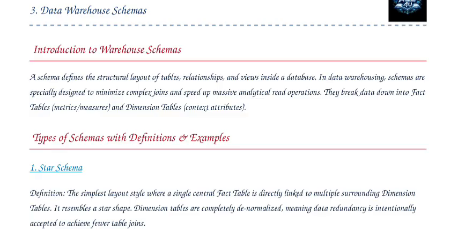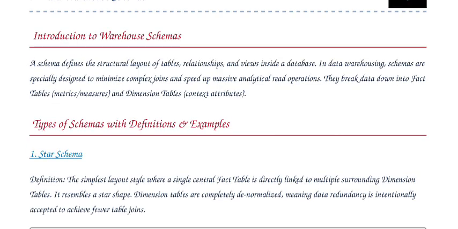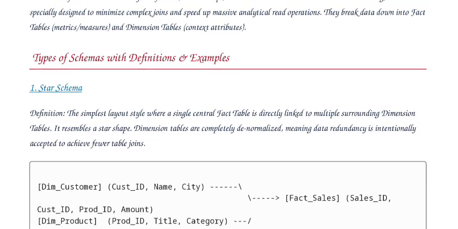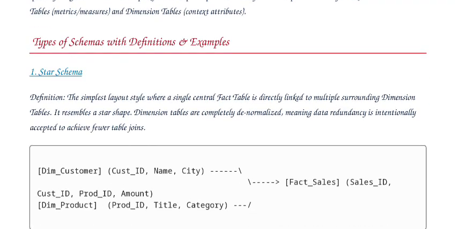They break data down into fact tables, which can be stated as the metrics or measures, and dimension tables, which can be stated as the context attributes. There are types of schemas. They are the star schema, snowflake schema, and fact constellation schema.